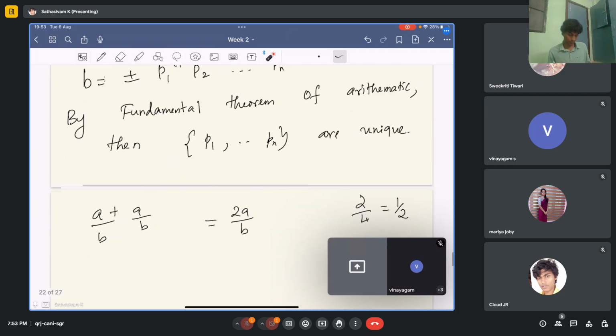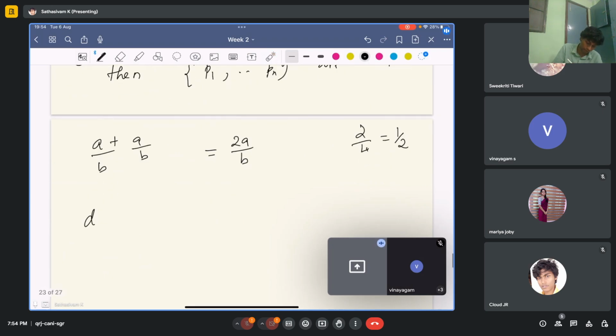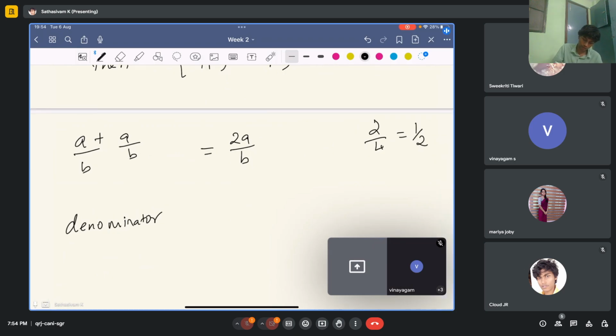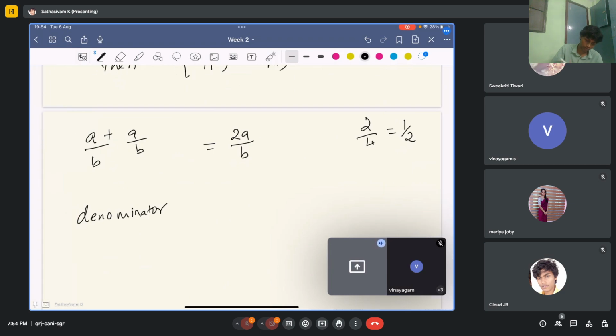So you can cancel out whatever common factors you want. But what you can observe is the denominator. If you look at the denominator, whatever denominator you get, probably I will write a statement.